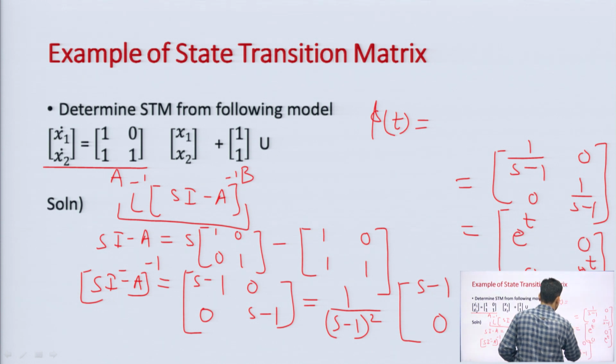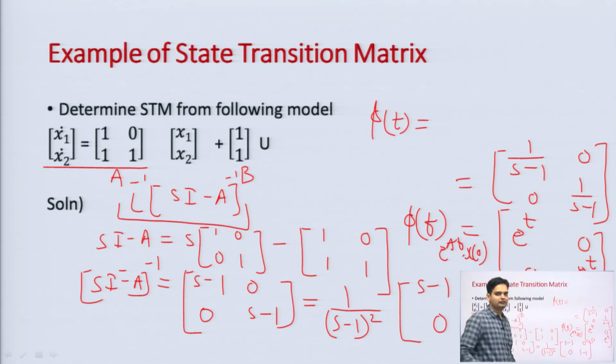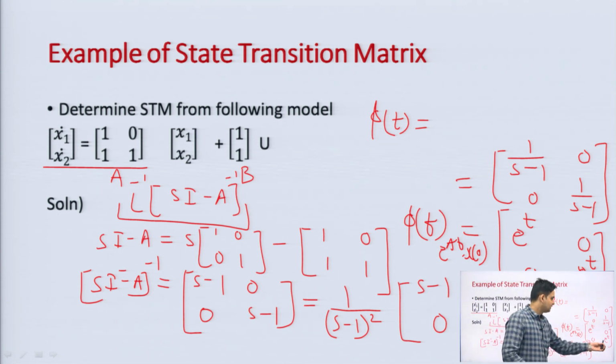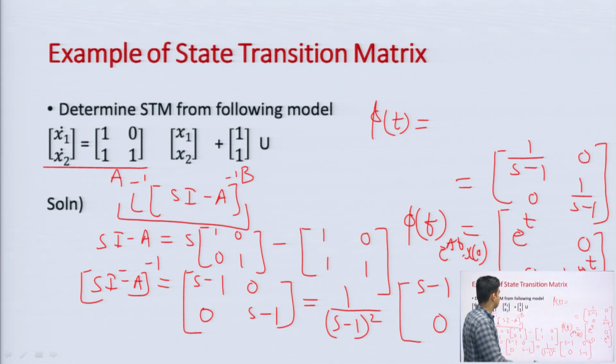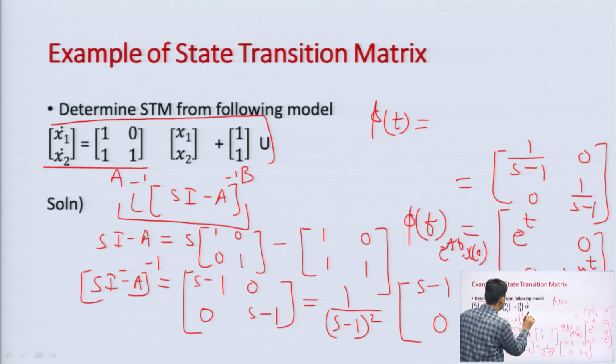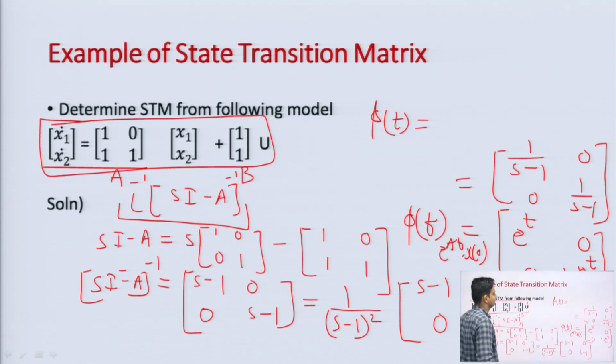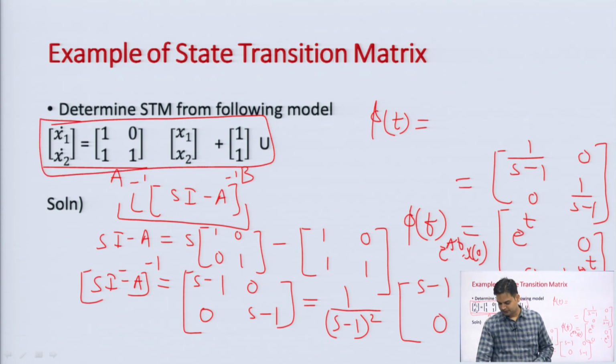So, basically this is your phi(t) matrix, this is given by e to the power At multiplied by x(0). I am assuming x(0) is 1. So, this expression is my state transition matrix for this given state space model. So, this is the numerical which converts our state space model into the STM.